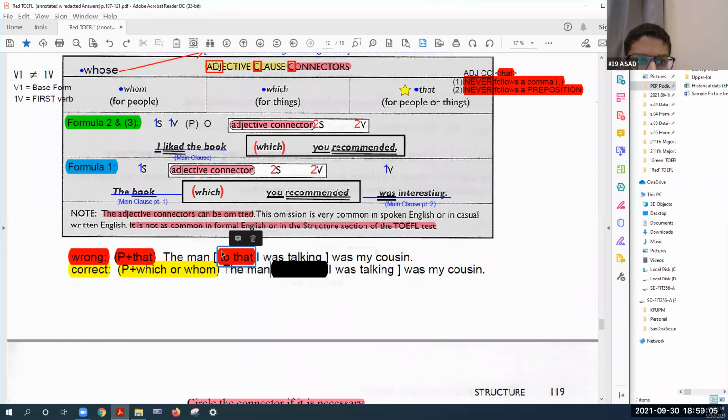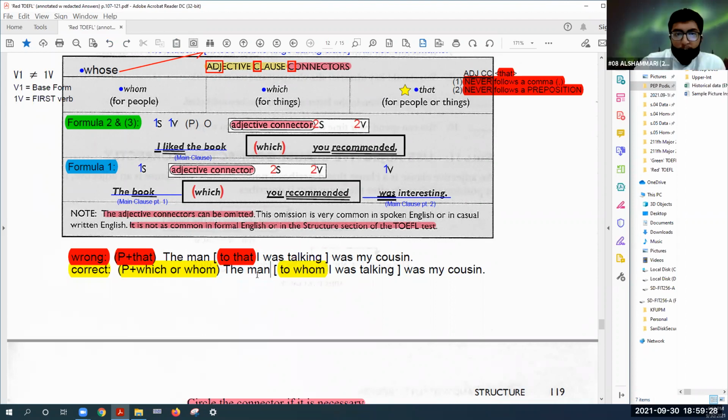Keep the preposition. Change the connector. The man which I was talking to. Keep the preposition. Okay. Change the connector. Keep the preposition. Change the connector. What does that mean? The man to whom I was talking. Thank you, Osama. Say it again.